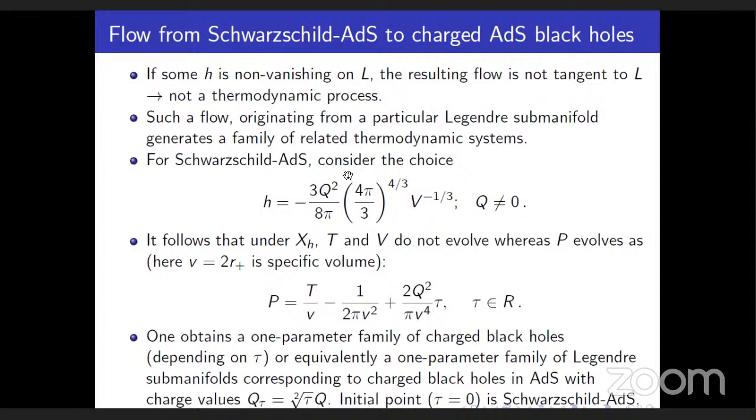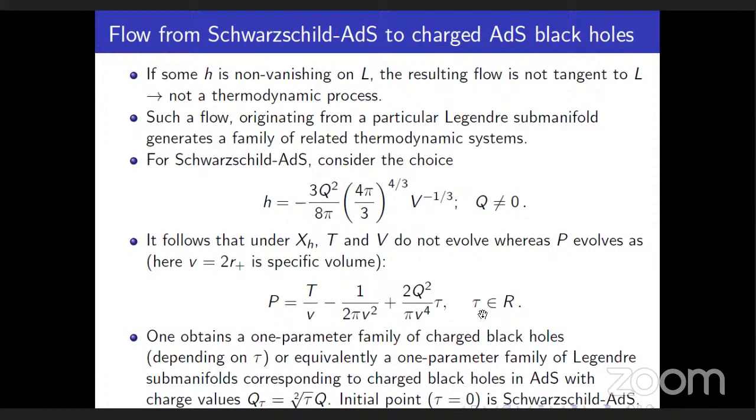For example, for a Schwarzschild AdS, if you choose this kind of Hamiltonian, this works with a little bit of guesswork and a little bit of constant later. So it turns out that under the vector field, T and V do not evolve, whereas P evolves in the following form. Here, the first two terms on the right-hand side correspond to the equation of state of the Schwarzschild AdS black hole. Whereas the third term is the term which depends on tau.